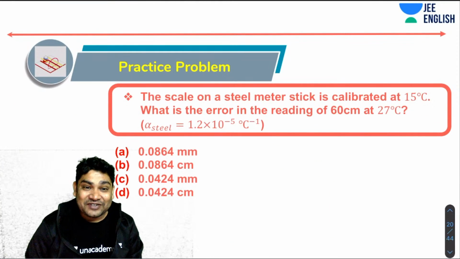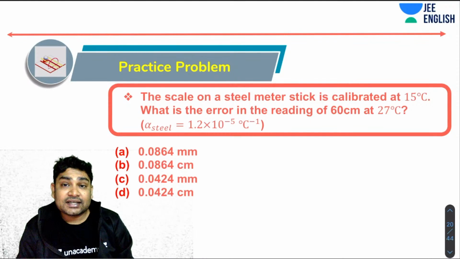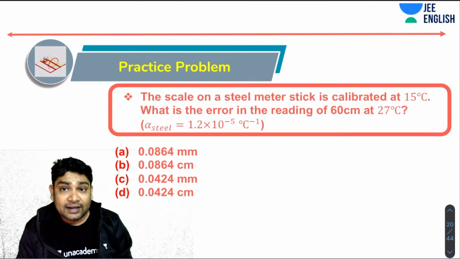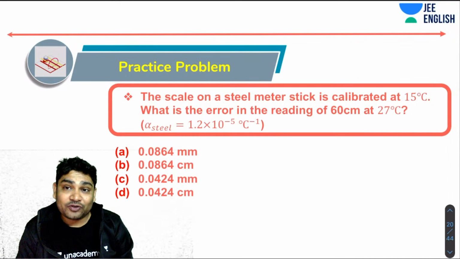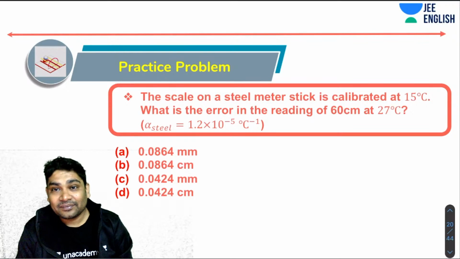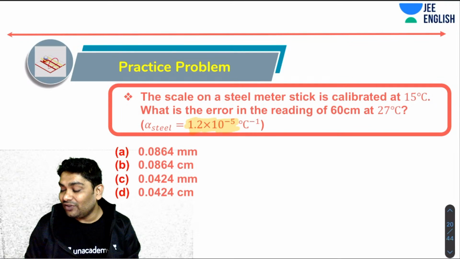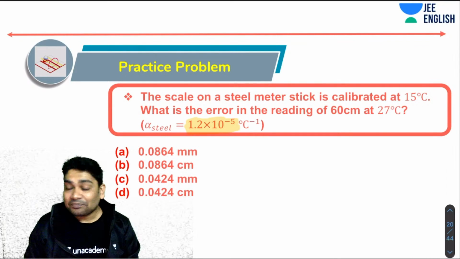Now, why don't we start with some practice problems? All right. So this question says that the scale on a steel meter stick is calibrated at 15 degrees Celsius. What is the error in the reading of 60 centimeter at 27 degrees Celsius? So how much error would be there in the reading? So you realize alpha of steel, I told you practically all the alphas are of the order of 10 to the power minus 5. And that is why your alpha delta theta always remains taken to 0 only.